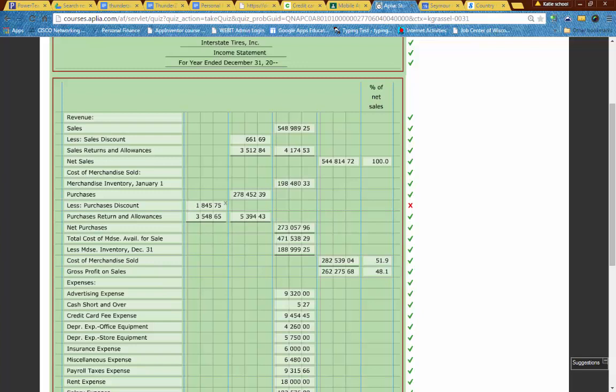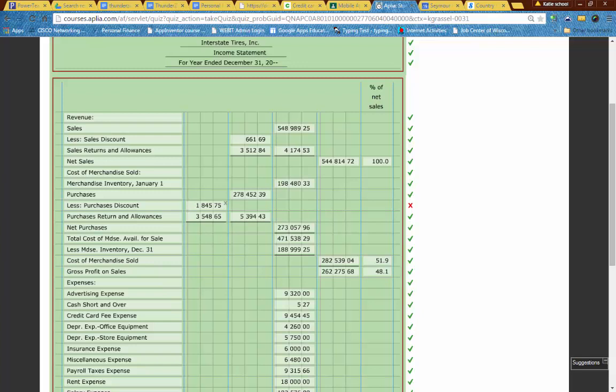Acceptable component percentages. Oftentimes there will be industry standards or the business will set what needs to be their acceptable component percentages. So for example, they may say for cost of merchandise sold that it should be no greater than 53%. So then you look at yours and say, does it fall within there? Now, if I'm looking at cost of merchandise sold right here, let's say that this is not acceptable.